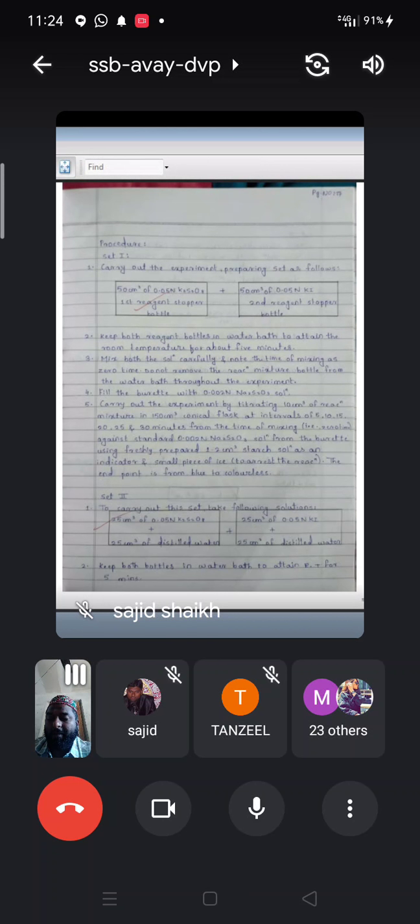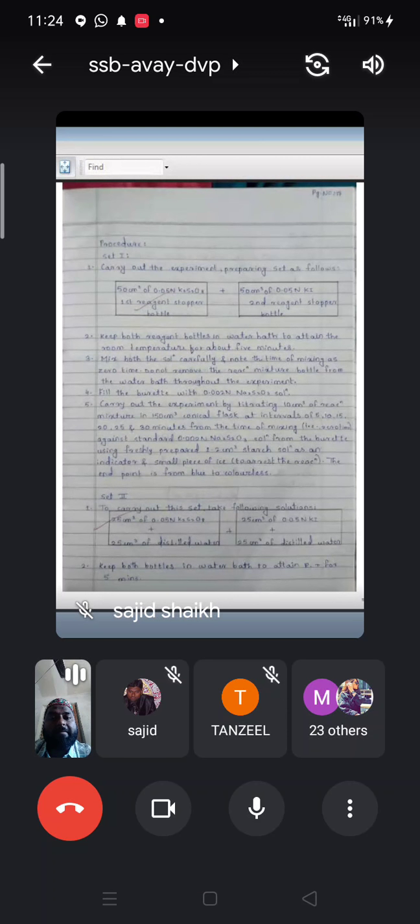The end point will be blue to colorless. What we have to do in set 2? We have to take two bottles again. In one bottle, we take 25 cm³ of the 0.05 normal K2S2O8 solution along with 25 cm³ of distilled water. In the second bottle, we take 25 cm³ of KI along with 25 cm³ of water. Keep them in the water bath for 5 minutes to attain room temperature.